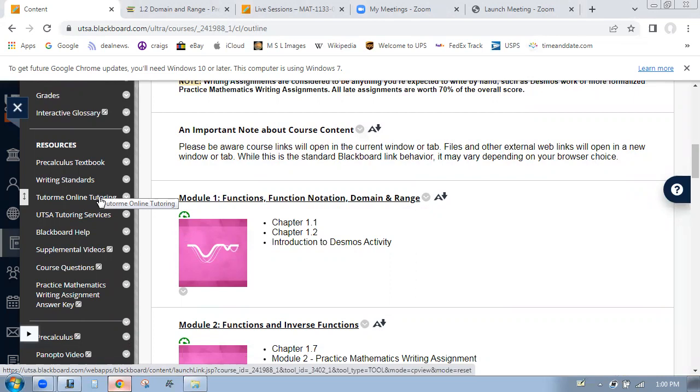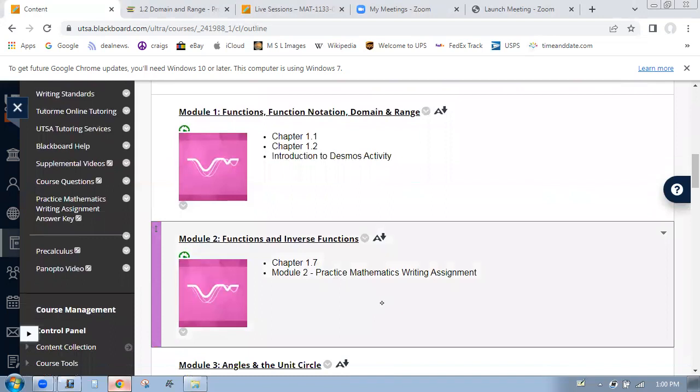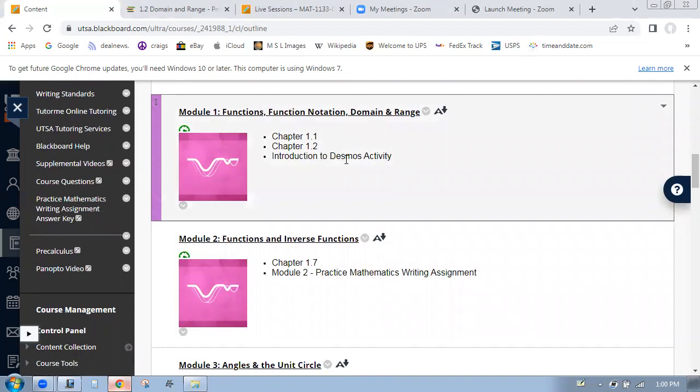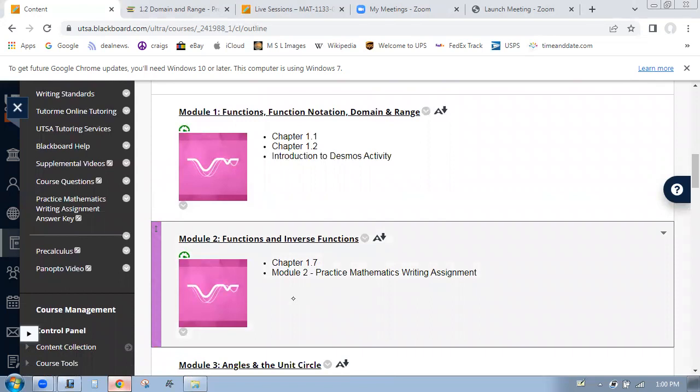Take advantage of them. Now, we are in the second week, so we should be in module two, but we're a little behind. So we're going to finish up module one today. We're going to finish 1.2. But again, we have to get through module two by the end of the week.